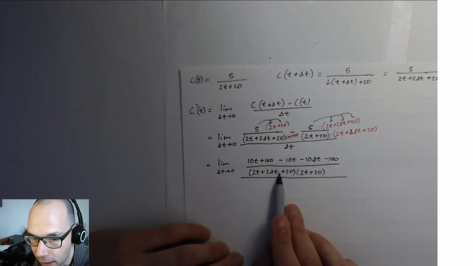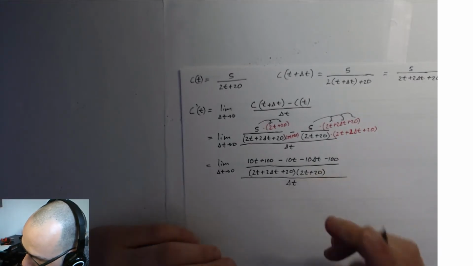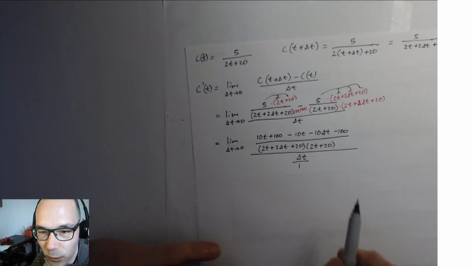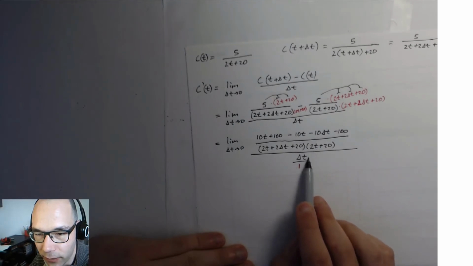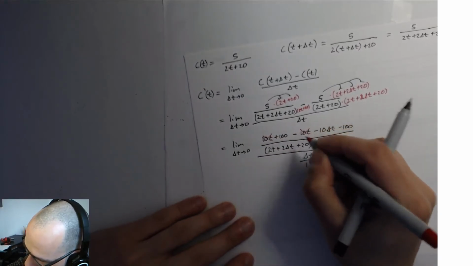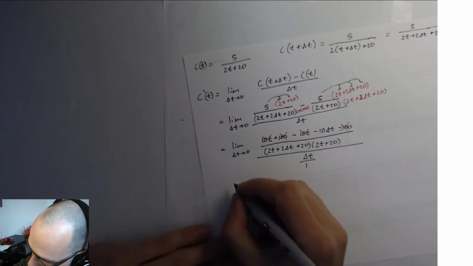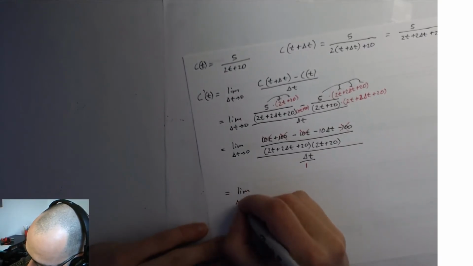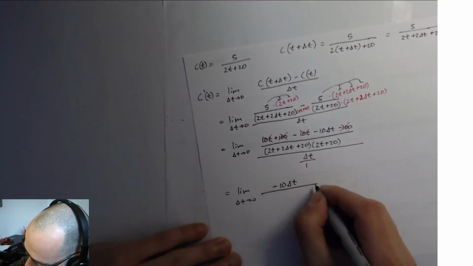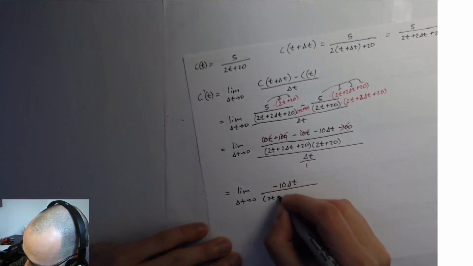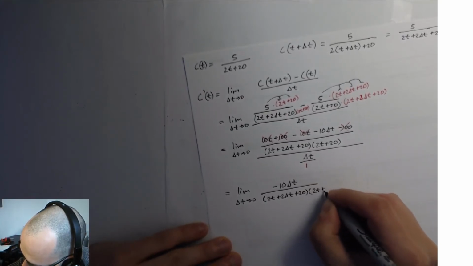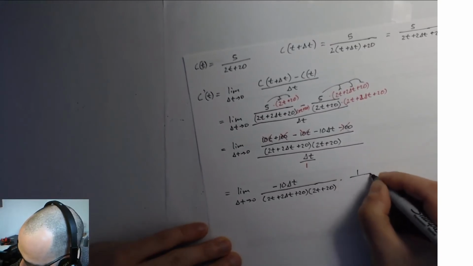So keep it like this, and all of that is divided by delta t over 1, because now I have a 4 level situation. You can rewrite this as a 2 level 1, but first simplify this with this, simplify this with this, and you'll have a nice situation now. The limit as delta t approaches 0, negative 10 delta t over the bracket 2t plus 2 delta t plus 20 multiplied by 2t plus 20 bracket, multiplied by 1 over delta t.